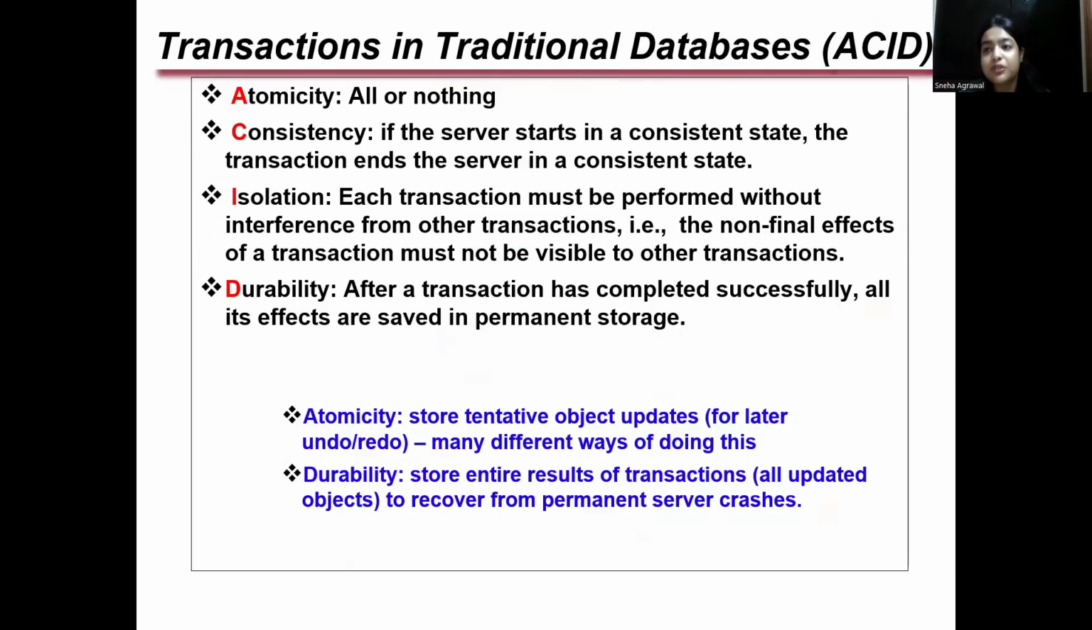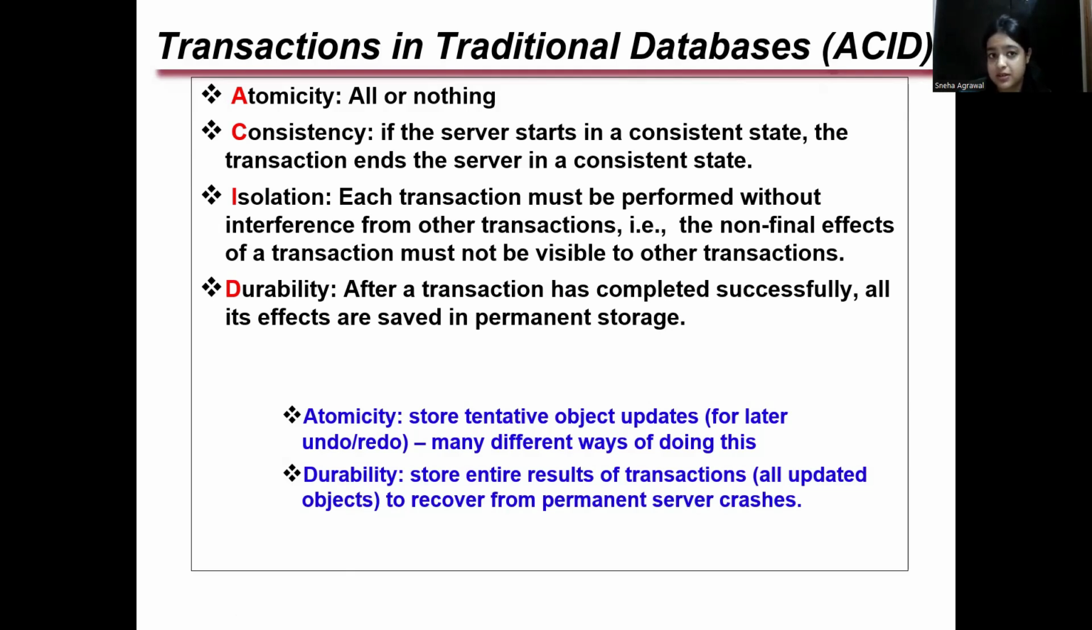Now, transactions in traditional databases have the famous ACID properties, where A stands for atomicity, meaning either all the operations get executed or nothing gets executed. If, for example, two operations got executed and the system failed, everything would be rolled back to the start and begin again from the beginning.